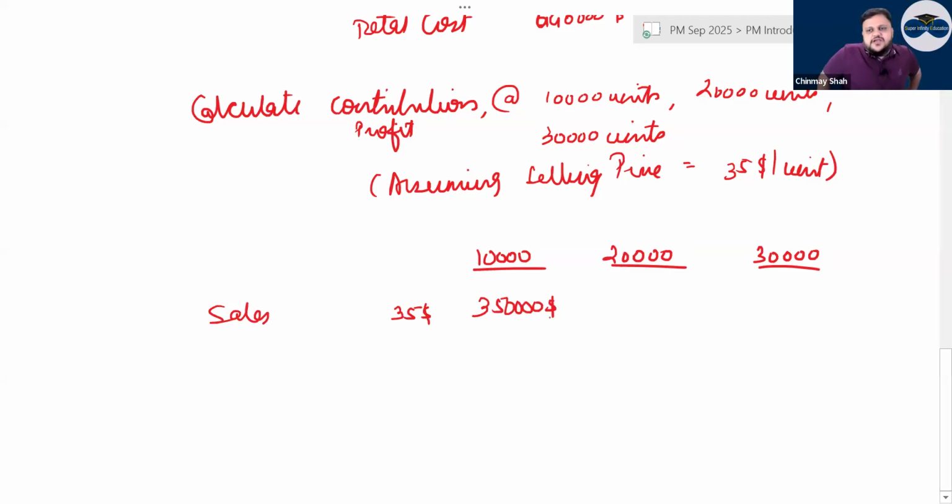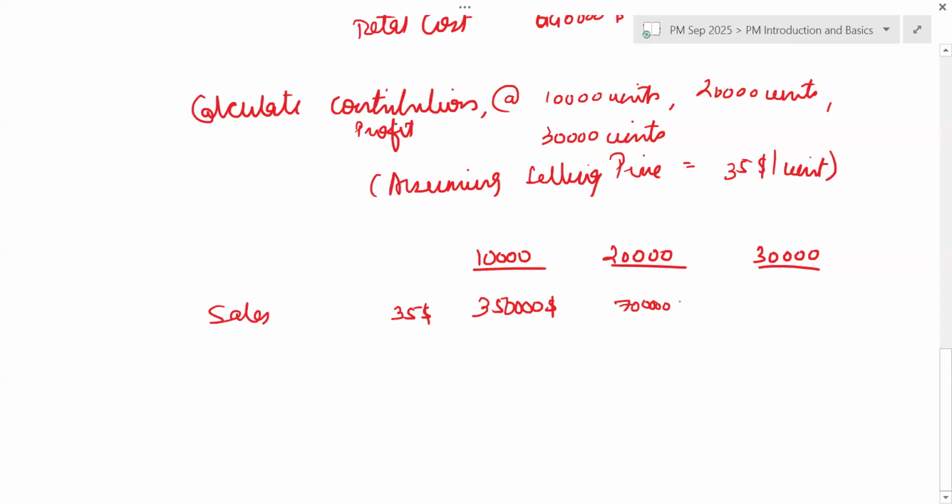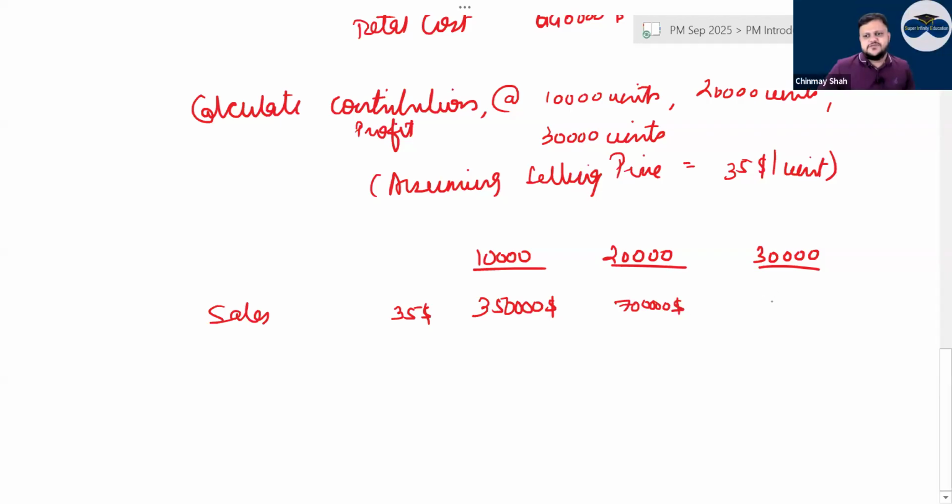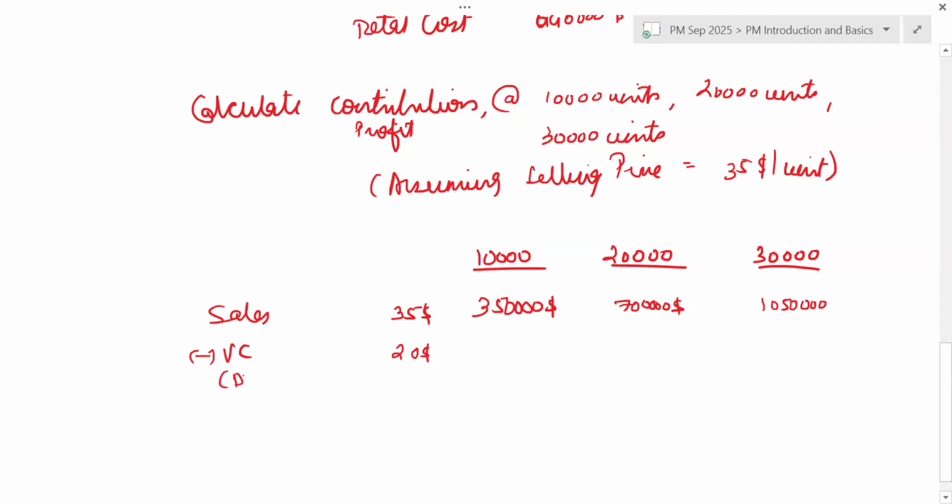$350,000. Second में कितना है बाबा? Tell me. $700,000. कितना? 1.05 million ना something. Sales minus variable cost is how much? बोलो. Now take the total variable cost. How much is the total variable cost? I think $20, no? Total variable cost per unit, how much? See, हाँ, this is $20.